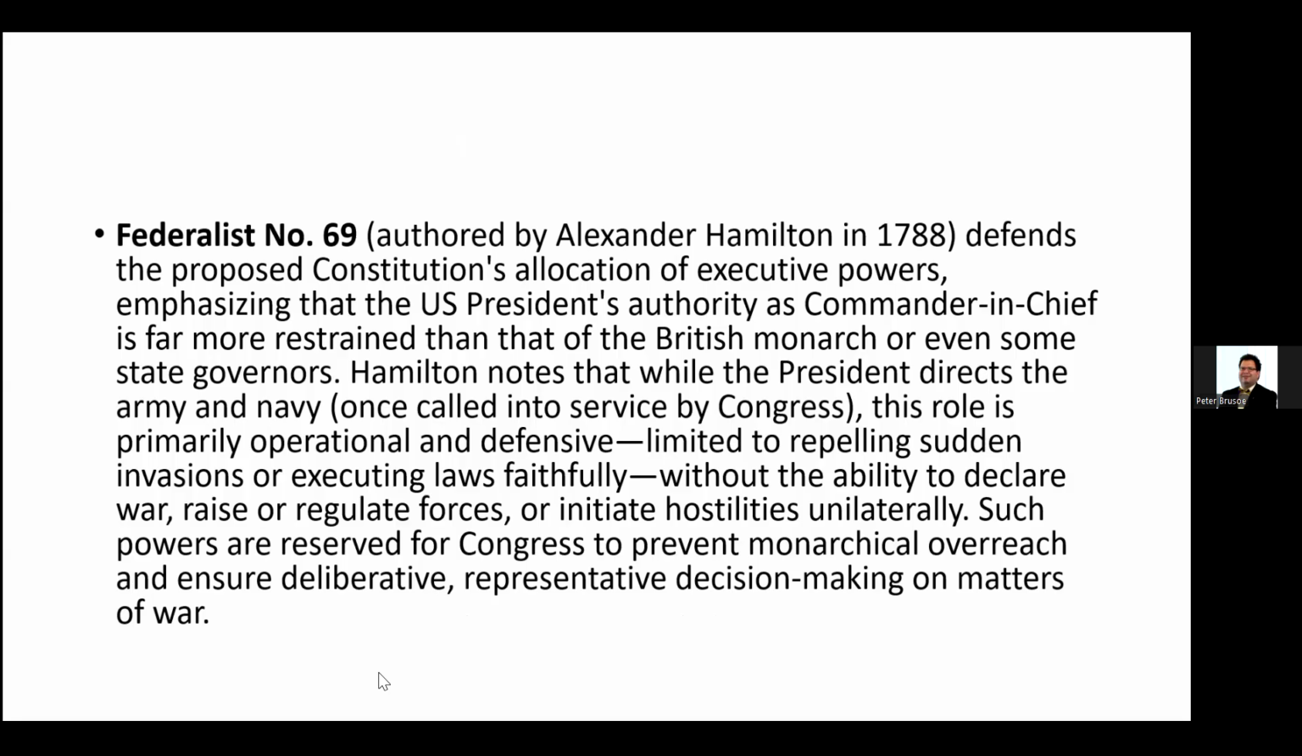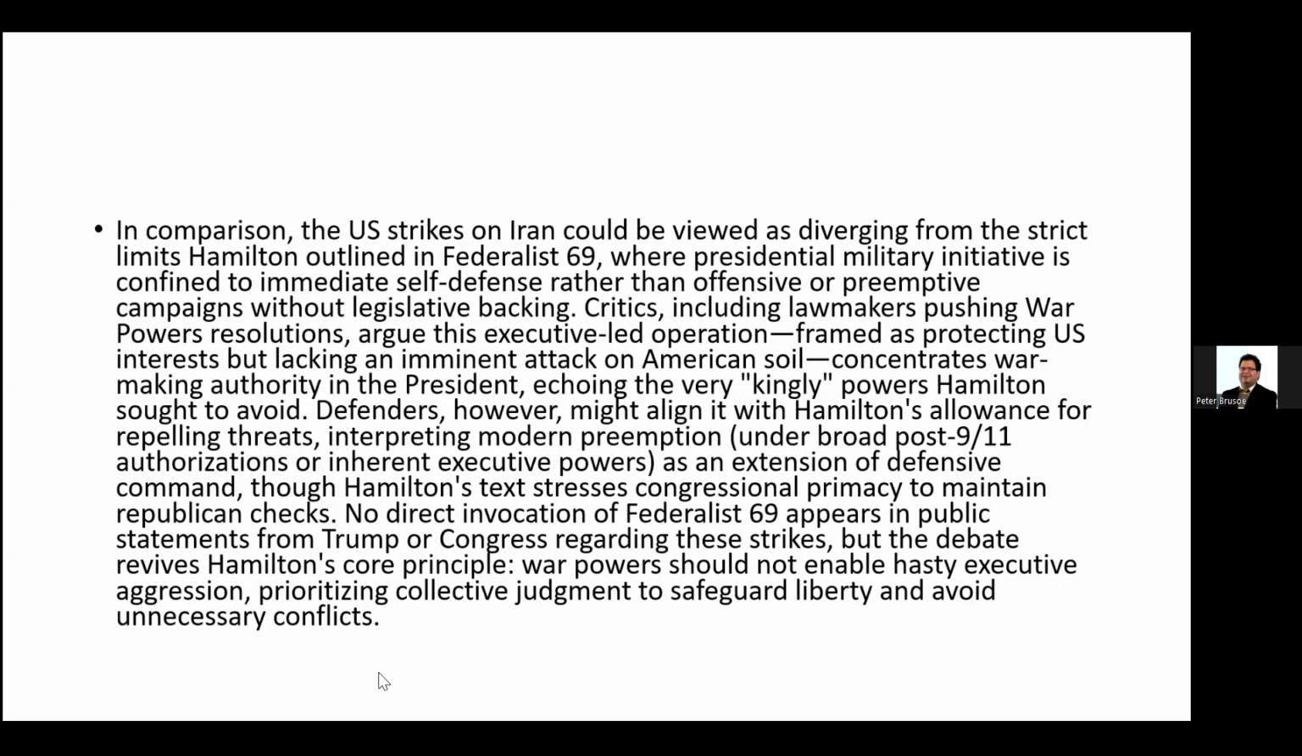And so students are able to go through and say, okay, if Hamilton was writing today, he would have this view on the president's decision to fire weapons into the country. Then it gives this idea that U.S. strikes in Iran could be viewed as diverging from the strict limits that Hamilton had outlined: presidential military initiative is confined to immediate self-defense rather than offensive preemptive campaigns. And Grok again goes through and says, echoing the very kingly powers Hamilton sought to avoid. And it gives a counter view.